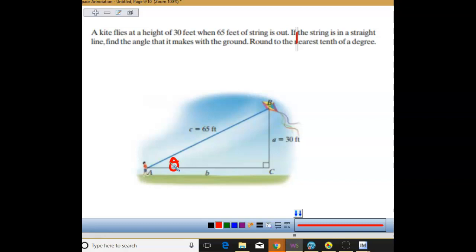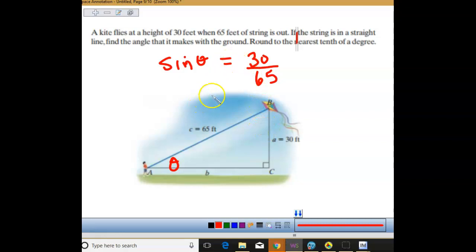Why sine? Opposite over hypotenuse. So here's our ground here. Here's our string there. So that angle there. So sine of theta is equal to opposite, which is 30 feet, divided by hypotenuse, which is 65 feet.